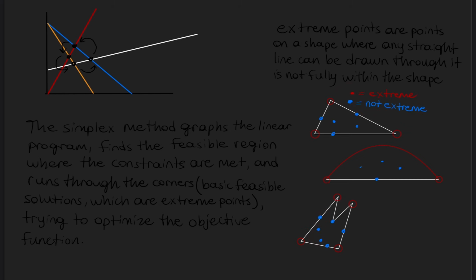Okay, so that's it for the simplex method. Keep in mind that the simplex method algorithm runs through all of the corners or the basic feasible solutions of the graph that it maps out in the feasible region. And it finds these corners and it finds the best optimal solution within these corners. Okay, that's the idea behind the simplex method.